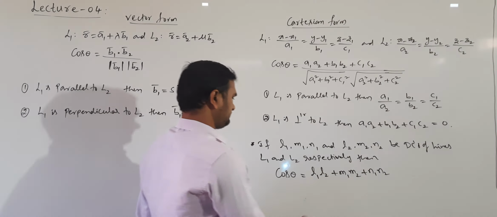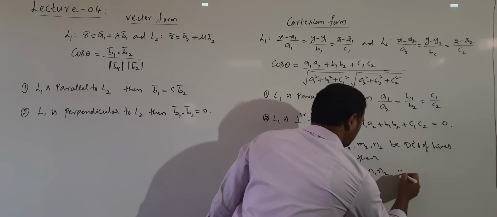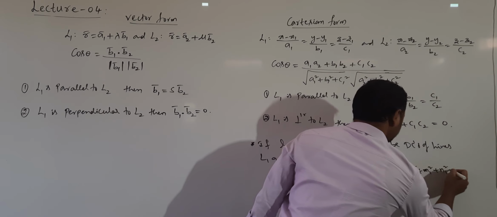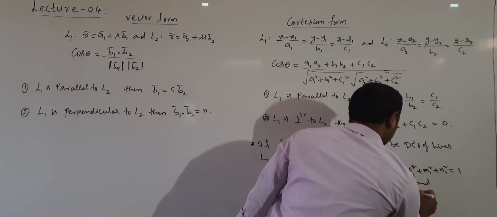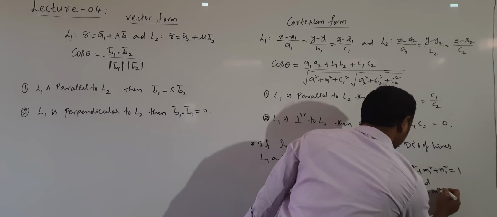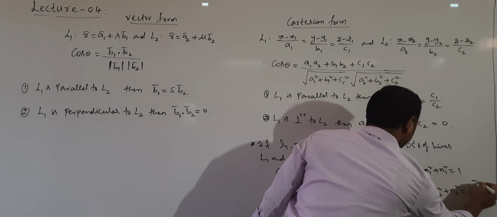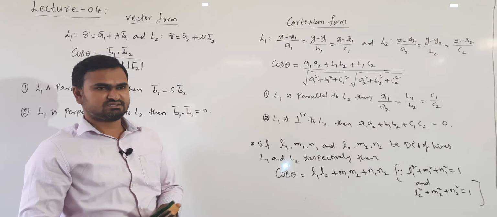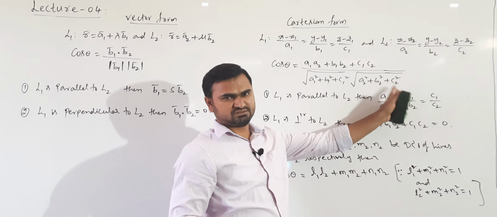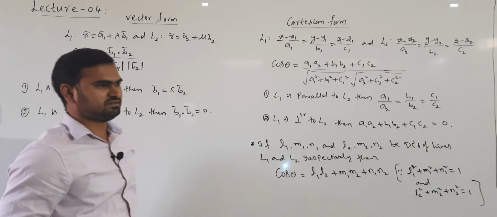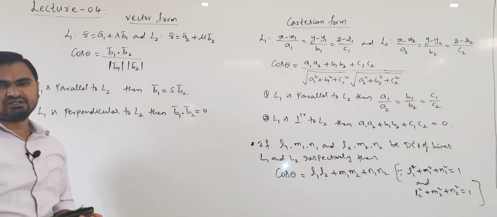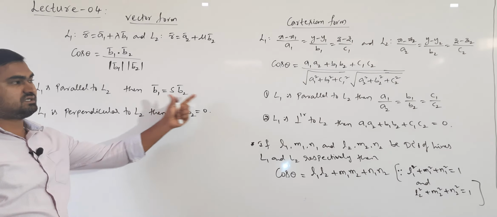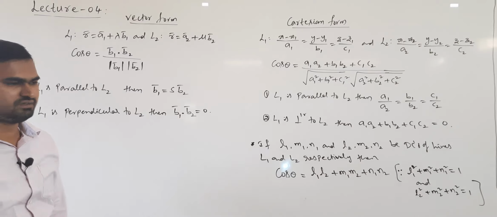Since here L1 square plus M1 square plus N1 square is 1, and also L2 square plus M2 square plus N2 square is 1, that's why we are not dividing. If they are not DCs, then we have to divide by this square root. Understand? Right. So this is about the angle between two lines. When we solve the problems, you will clearly understand how to take this angle.